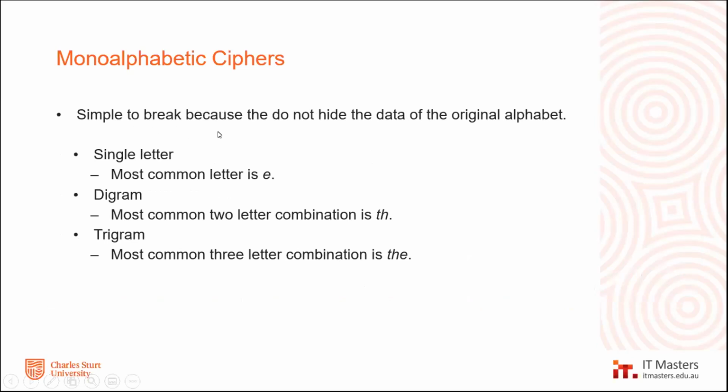They are, however, simple to break, or less simple than Caesar, but still simpler than things like AES and triple DES, because they don't hide the data of the original alphabet, and they don't hide the characteristics of the English language. So for a single letter, the most common letter in the English language is E. Digram, so 2 letters together, the most common 2-letter combination is TH. And trigram, so 3 letters together, the most common 3-letter combination is THE. Because these monoalphabetic ciphers use just the standard 26 letters, they don't hide the characteristics of the English language. And so with a little bit of practice, they can be quite simple to break.